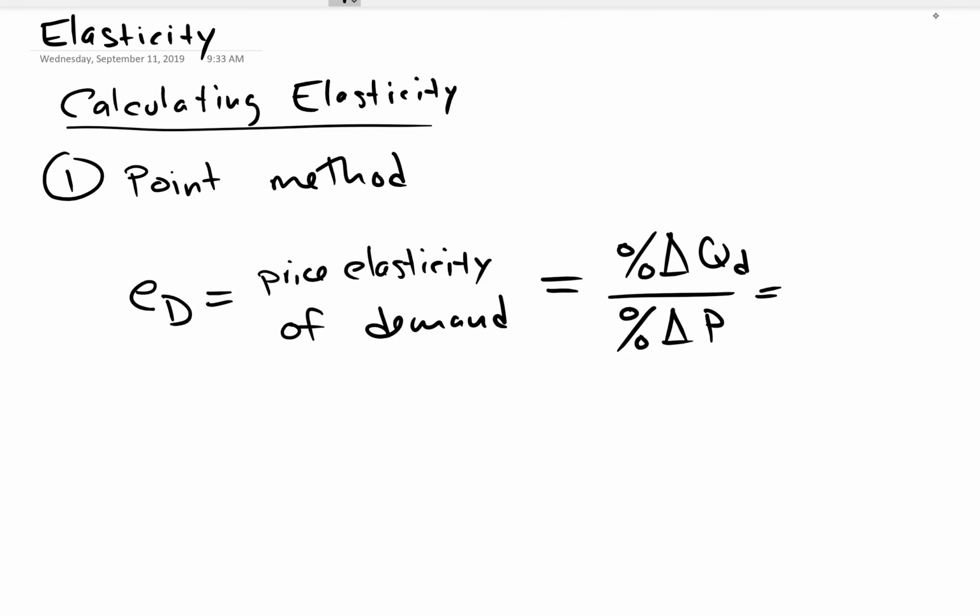So the point method is to calculate the percent the way that you are used to. So percentage change, well, you say, how much did it change? So it started at some quantity and went to some other quantity, and then you divide by the beginning part. And then the same thing with price. You say, how much did the price change? What was it before and what is it after? And then divide by where you started.